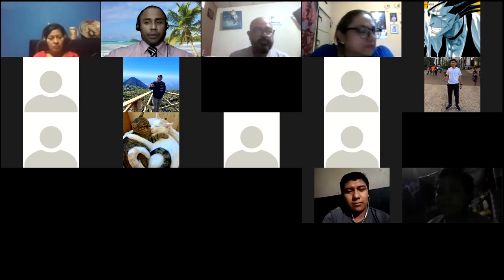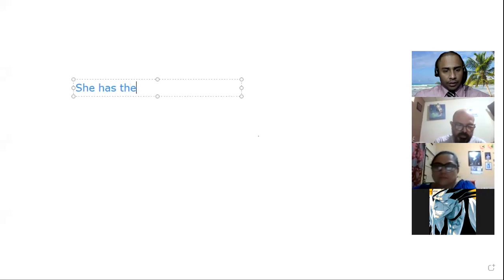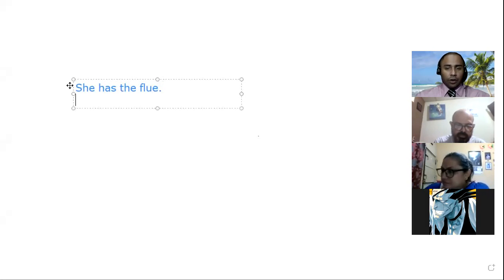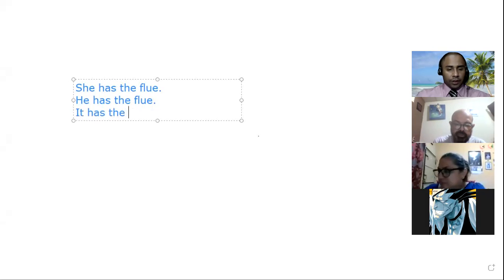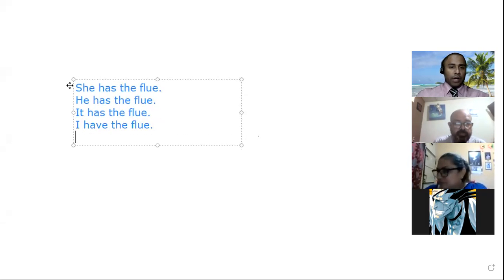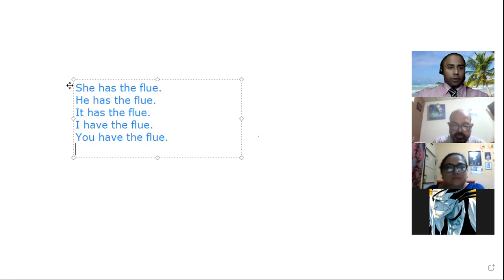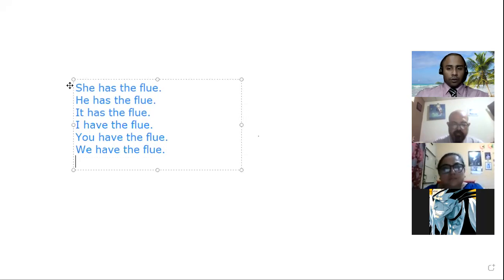In the third person singular, we are going to use the auxiliary has. If I say to you, for example, she has the flu. She has the flu in the third person. Or he has the flu. Or it has the flu. Now, in the first person, you say, I have the flu, or you have the flu, or in plural, we have the flu, or they have the flu.